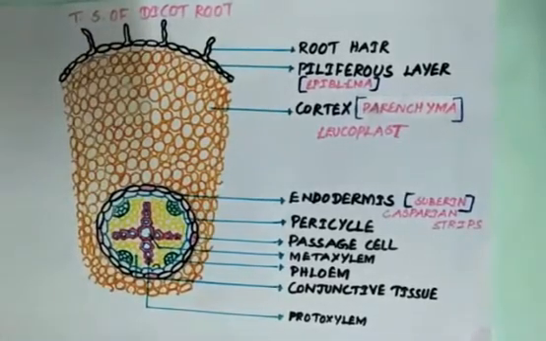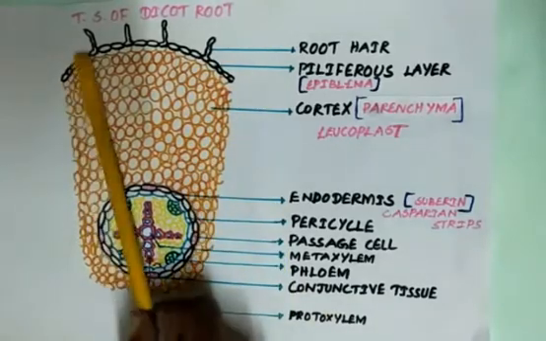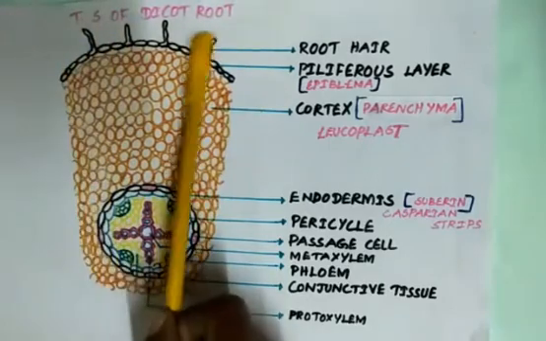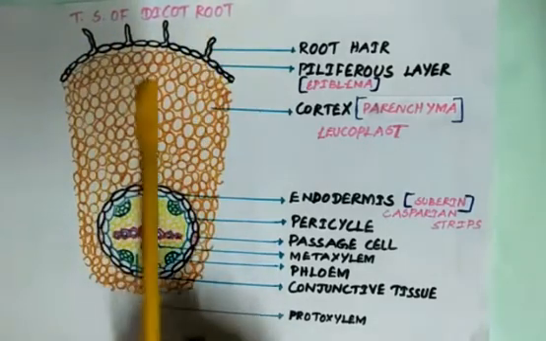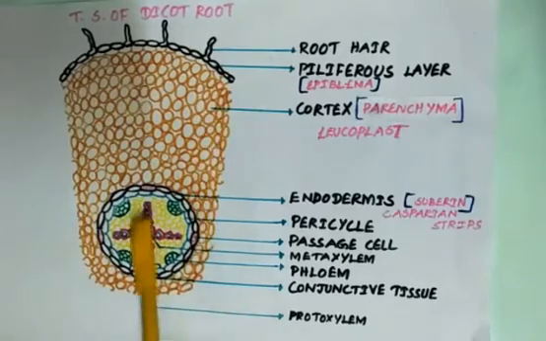I'm going to discuss the internal structure of the dicot root. This is the internal structure of the dicot root, that is, the transverse section of the dicot root. This transverse section shows the following tissues from the peripheral region to the center.